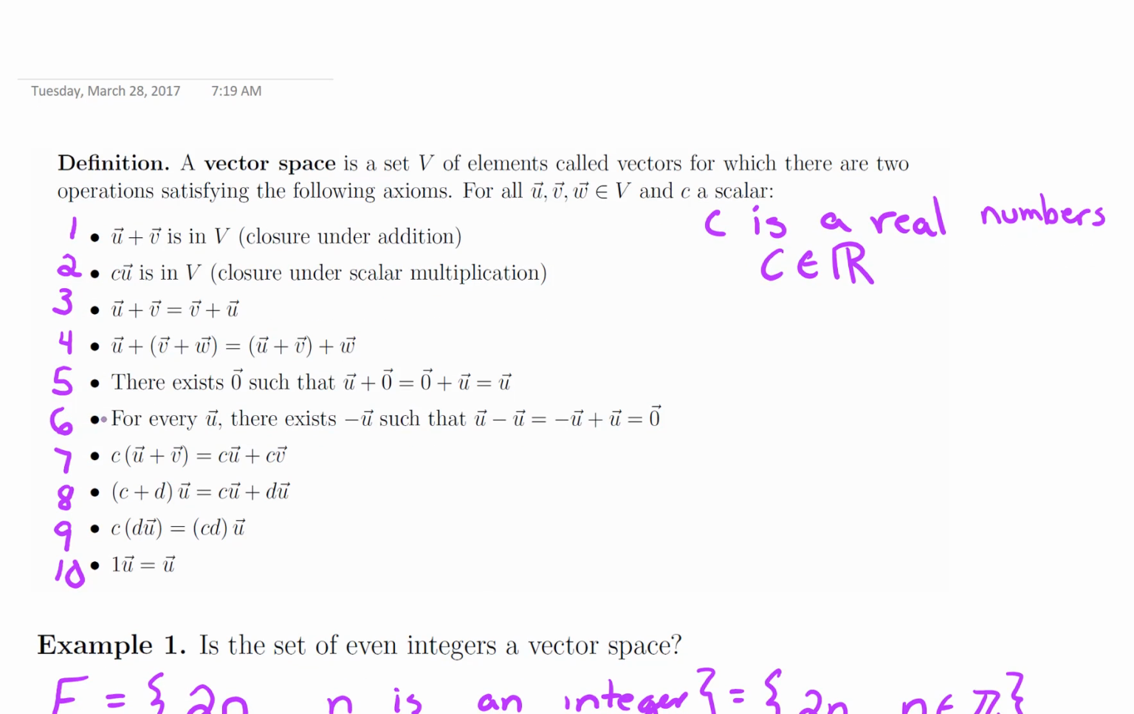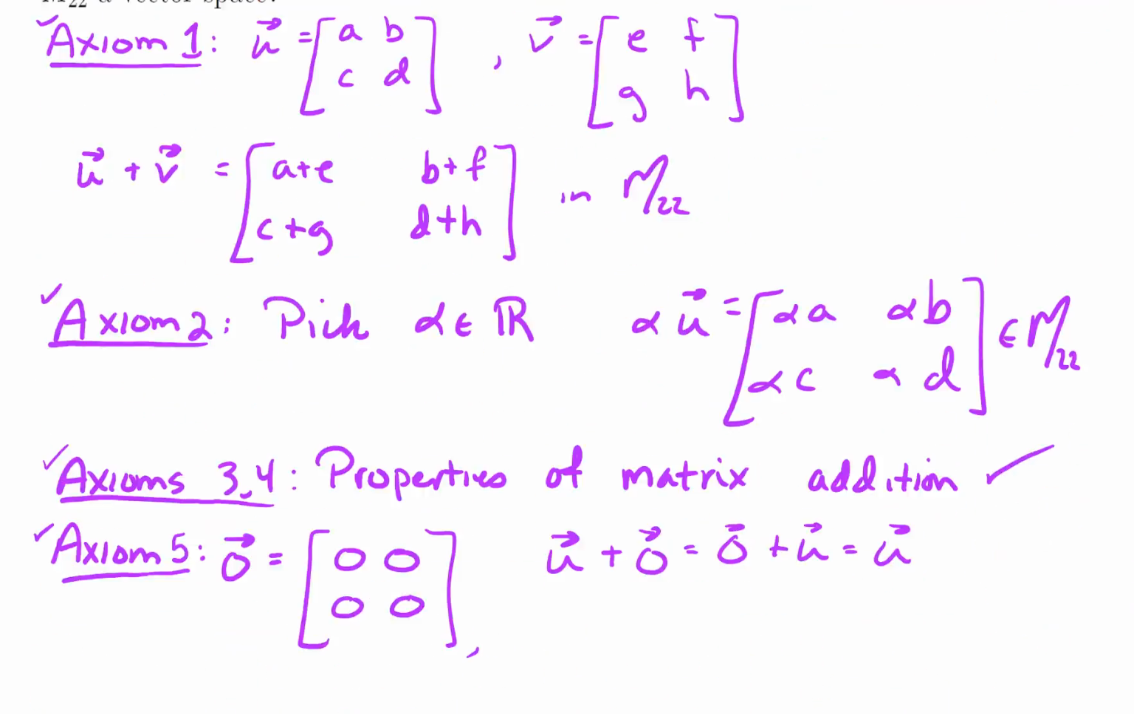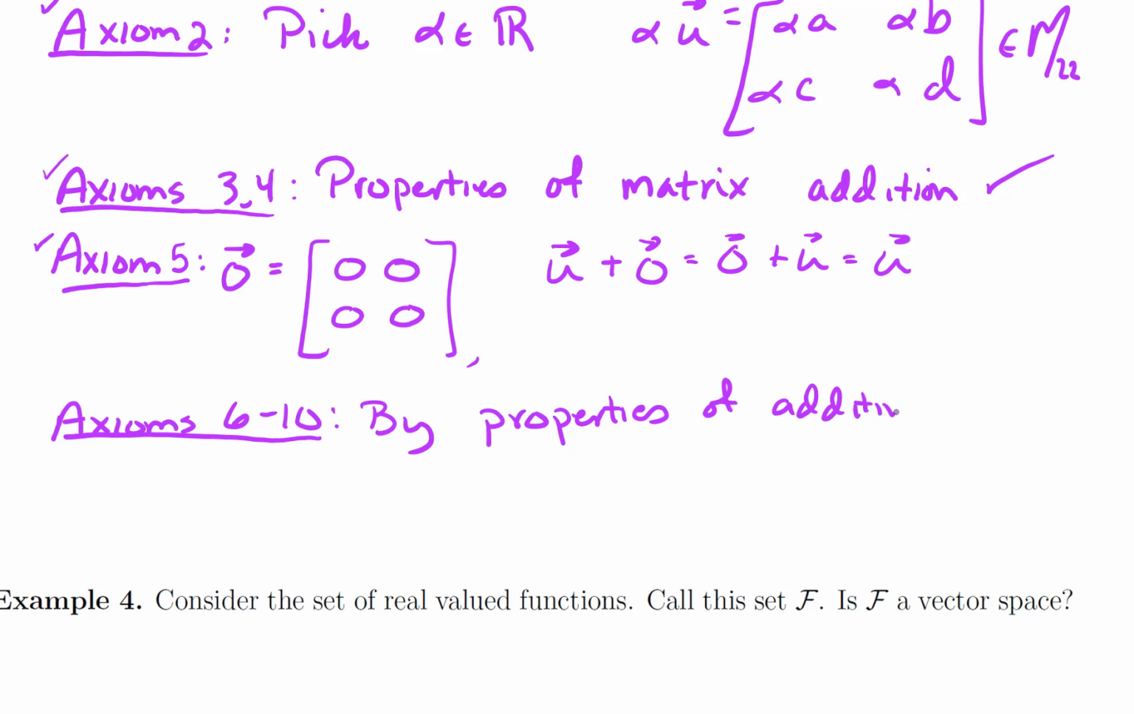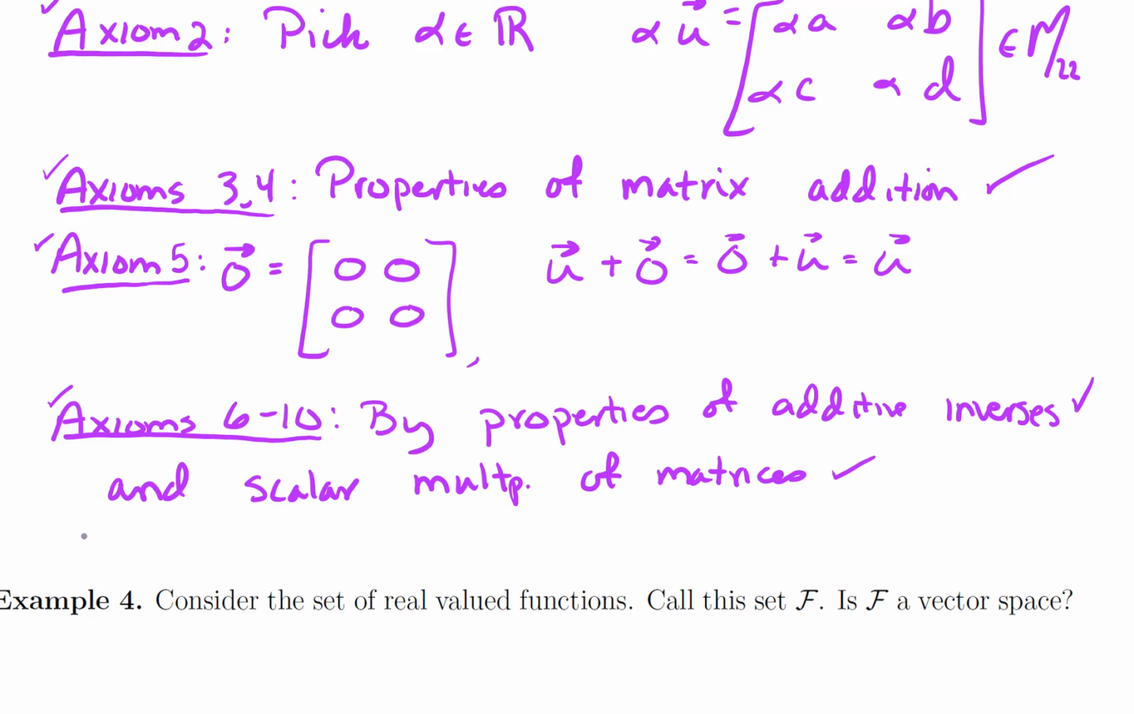Does every matrix have an additive inverse? That is certainly true. Scalar multiplication, certainly those properties 7, 8, and 9 hold, and those are all to do with properties of scalar multiplication of matrices, and certainly property 10 holds. So we'll just make a note: axioms 6 through 10 hold, again by existence of additive inverses, and scalar multiplication of matrices. So it turns out that this set is a vector space. So we'll say therefore M22 is a vector space.